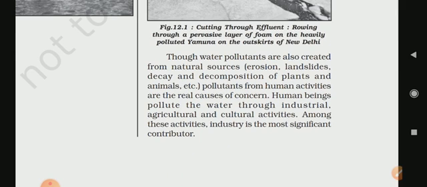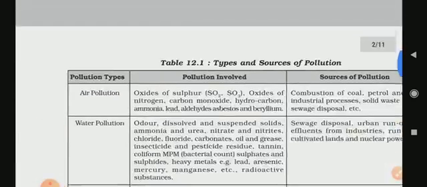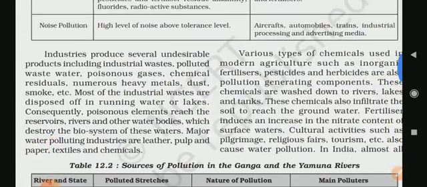And pollutants from human activities are the real cause of concern, like human beings pollute the water through industrial, agricultural, and cultural activities. Among these activities, industry is the most significant contributor, right? And there are some problems, students, through the water. If water is polluted and we drink polluted water, many diseases can occur, like diarrhea, typhoid. Most of the diseases are related to the stomach. So people usually face these types of problems.